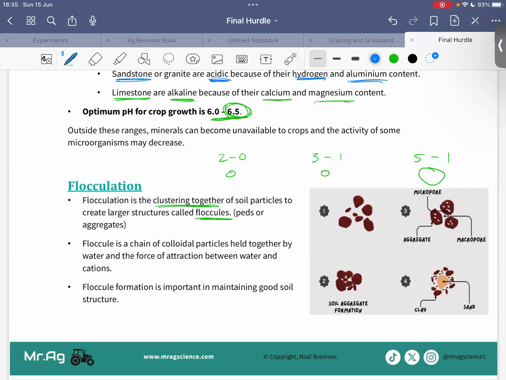So what is a floccule? A floccule is simply a chain of colloidal particles. So what is colloidal? Colloidal is the smallest soil particle, whether it's colloidal clay, the smallest clay particle, with high levels of cation exchange. And it's held together by water and the force of attraction between the water and the cations. Remember, our positives and negatives attract. Floccule formation is going to be excellent for improving our soil structure.